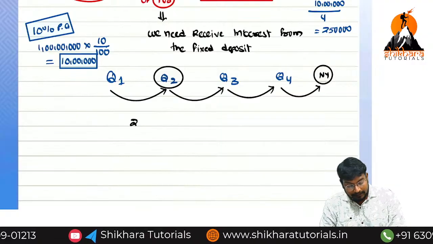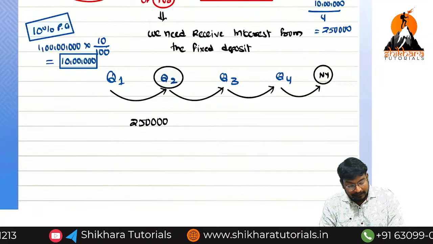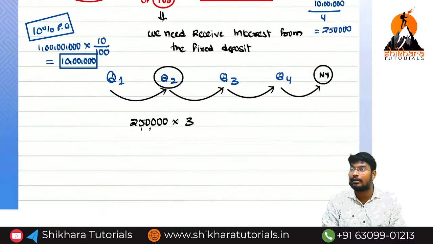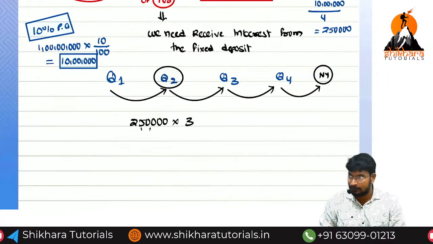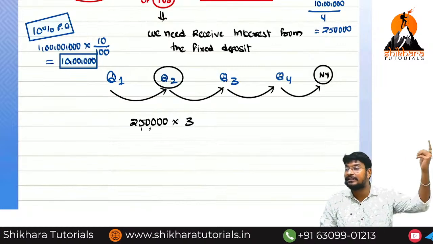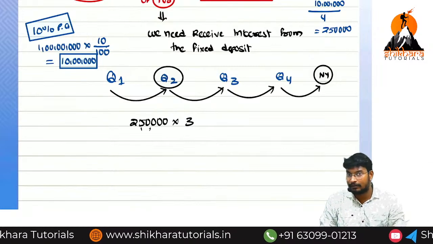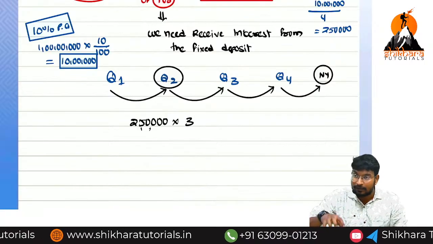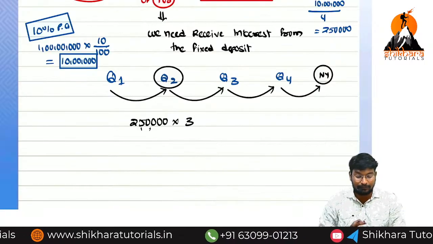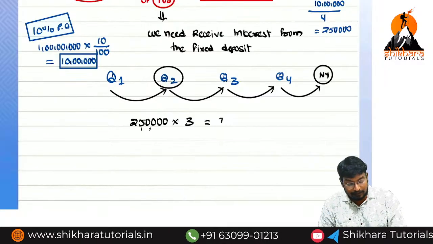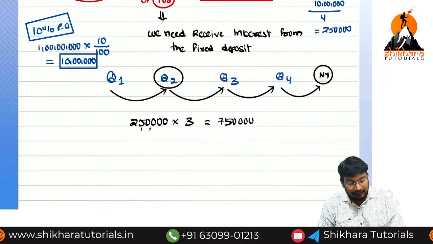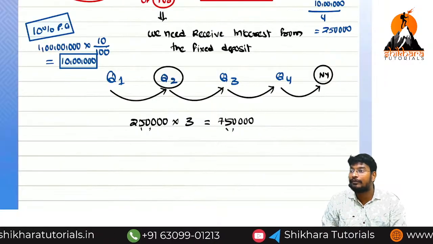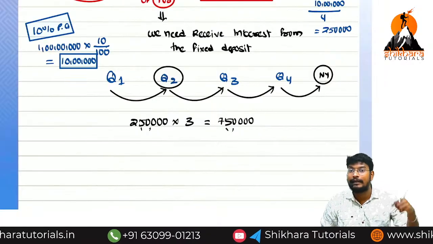That means in the current year, how much interest are we going to receive in total? 2,50,000 into 3 or 4? Into 3. Quarter 4 interest we are going to receive in the next year. So how much interest did we receive in the current year? Only 2,50,000 into 3, that is 7,50,000 received during the current year. But 2,50,000 we are going to receive in the next year.